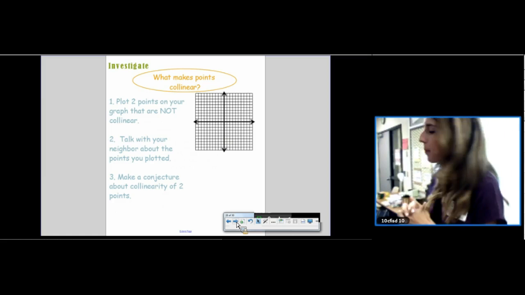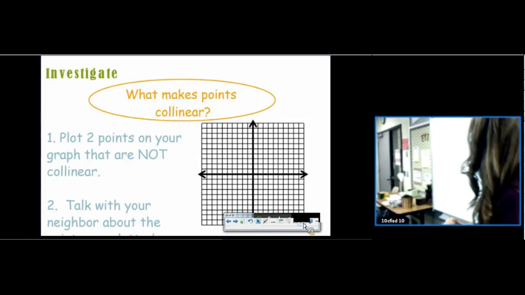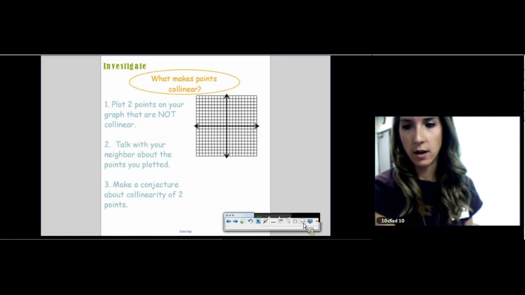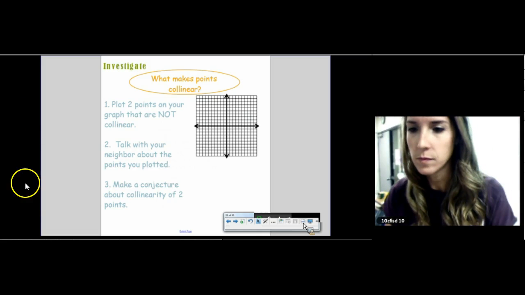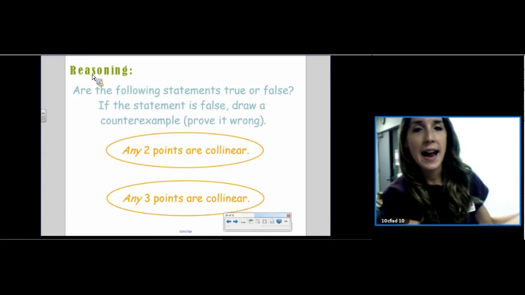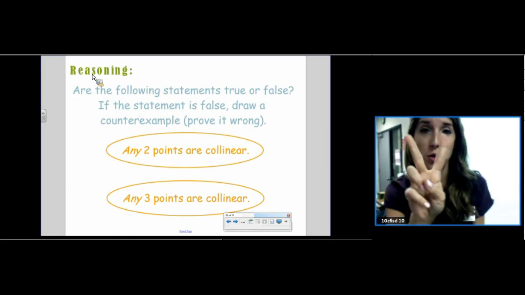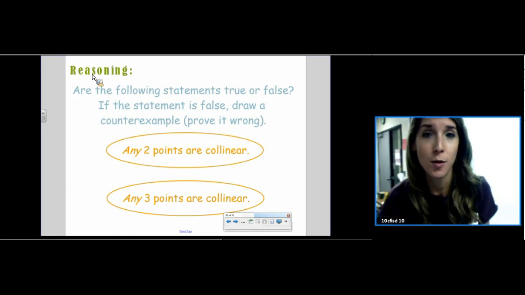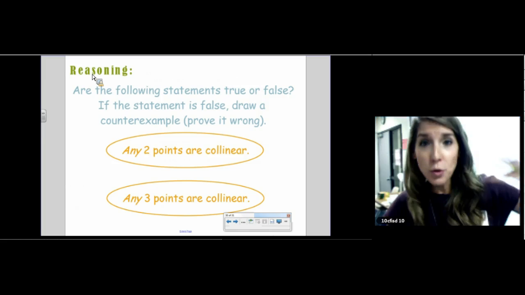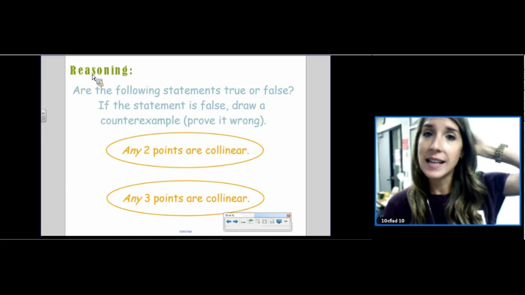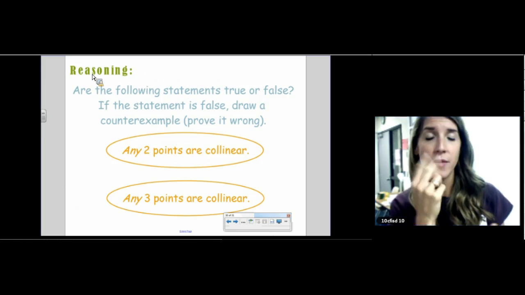Okay. Plot 2 points on your paper that are non-collinear. Plot 2 points on your graph that are not collinear. Hopefully you realized, we had a sidebar, that you can't draw 2 points and make them non-collinear. You just can't do it. If there was a point on the moon and a point on Jupiter, you could put a line through it. Collinear means I could put a line through it. So it's impossible to draw 2 points that are non-collinear.